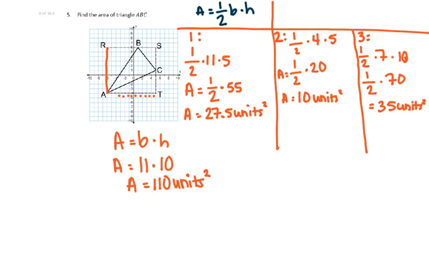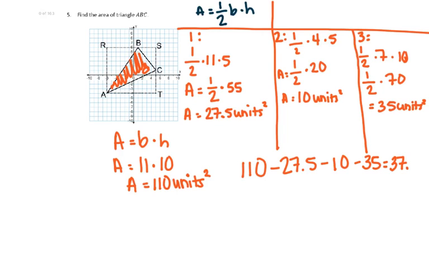Okay, now since I'm trying to find the area of this triangle inside of all of this other stuff, what I'm going to do is take the area of the bigger piece. So that is the rectangle that is surrounding this small triangle. And I'm going to subtract from the area of that rectangle the area of these smaller triangles. So minus 27.5, minus 10, minus 35. And when we carry out that operation, we get that the area of that triangle is 37.5 units squared. And that was simply by subtracting 27.5 from 110 and 10 from that and 35 from that.